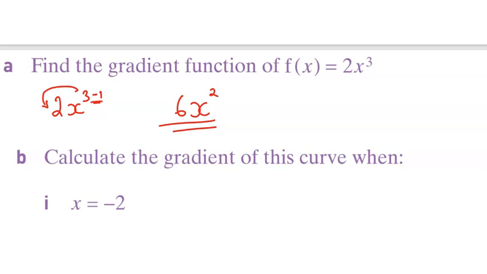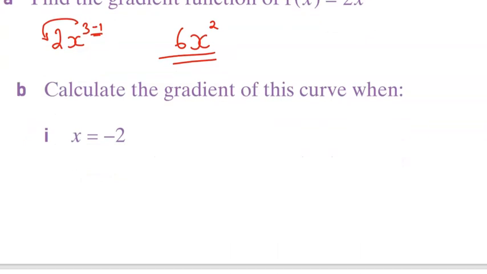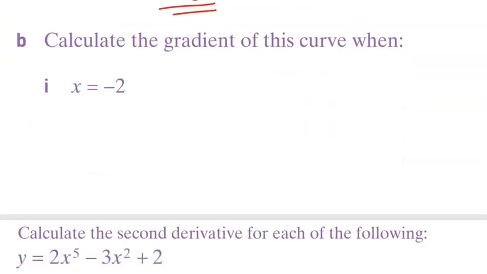Calculate the gradient of the curve when x is negative 2. Now we've already calculated the gradient function, so what we just need to do is, from the gradient function, replace x with negative 2. Where there is x, we are just going to put negative 2. So we had 6x squared. The main equation is 6x squared, so where there is x, we put negative 2.